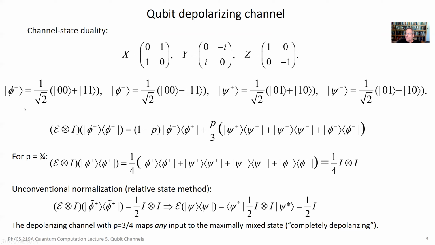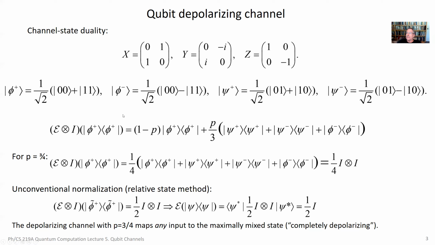I'm going to choose as the initial state, the entangled state of our system and the reference system, this state phi plus. It's a superposition of 0, 0 (0 for system and 0 for reference) plus 1, 1, and I've normalized it. And I'm also going to consider four other states, which are all entangled. They're all maximally entangled, meaning that in all of these states, if I trace out the reference system, the density operator for the system is just maximally mixed. It's 1/2 times the identity.